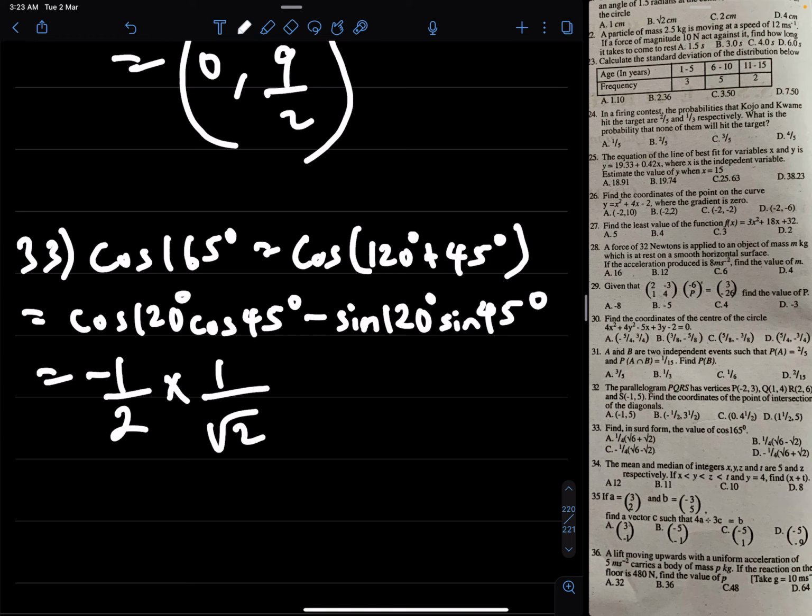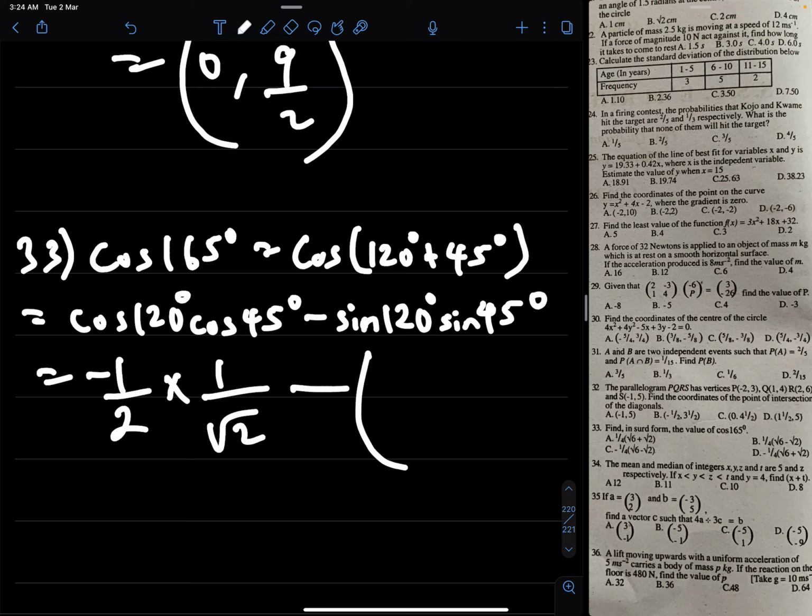Is that correct? 1 over root 2 minus sine 120 is... sine 120 is the same as cos 60. No, sine 120 is the same as... what do I call that?